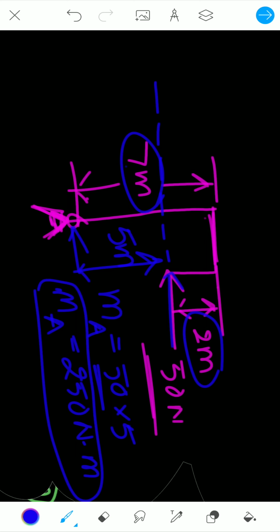And this is another way we will understand the distance is taken accurately. Accurately in the sense the distance must be the perpendicular distance from the line of action of force to the point where the moment is required.